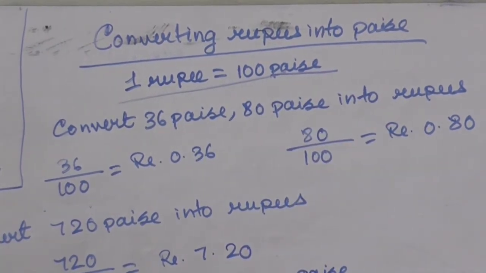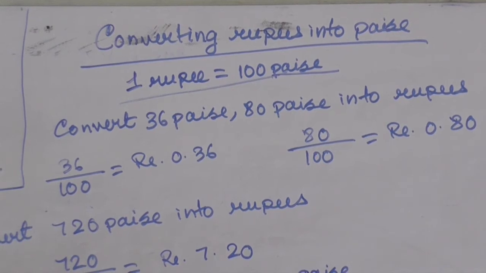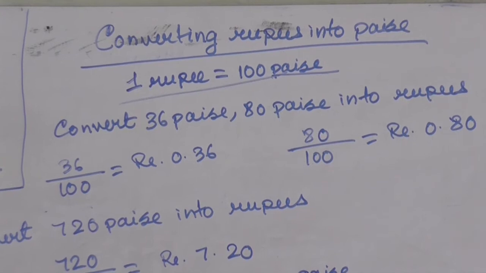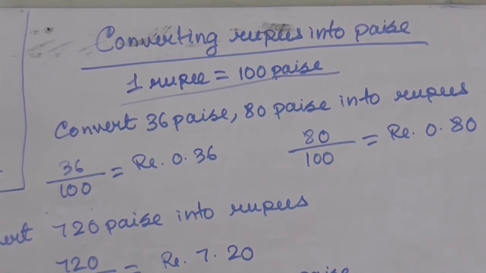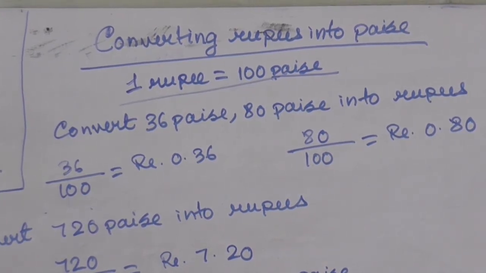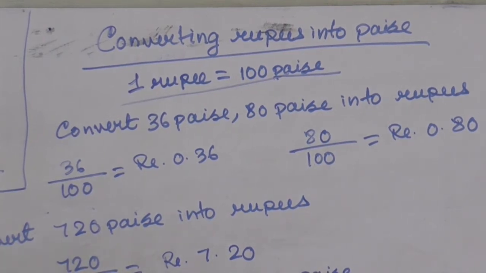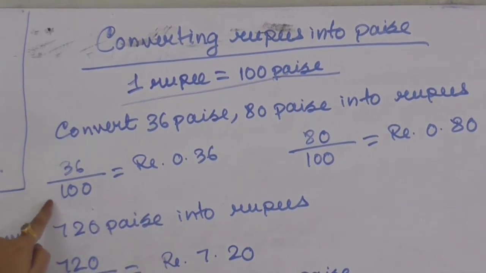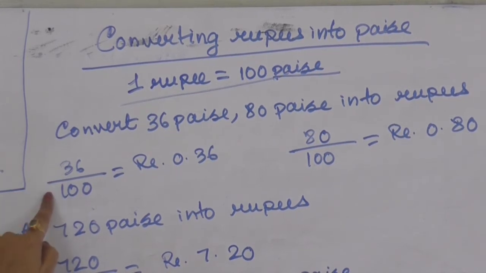So now you have to convert 36 paisa and 80 paisa into rupees. You have to follow this logic. You have to follow this rule while converting paisa into rupees. Now 36 by 100. What you have to do? Simply you just have to divide this 36 by 100. So 36 by 100 is the fraction part, and you have to convert this 36 paisa into rupees.